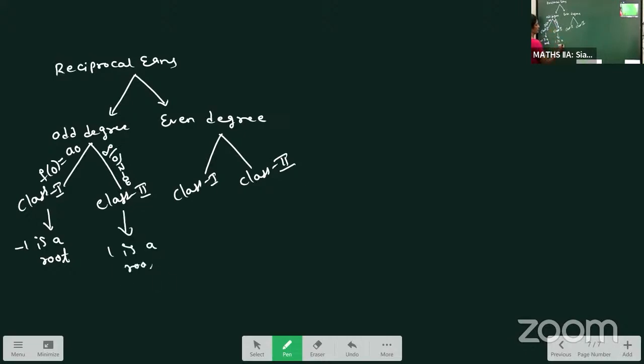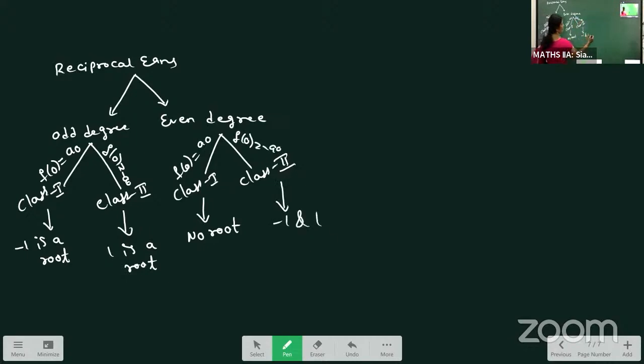In the same way, even degree reciprocal equation class 1, how to identify? If f of 0 is equals to A naught, then no root for this. Yesterday we did even degree reciprocal equation, divide by x square, that is the procedure. And here class 2, how to identify class 2? F of 0 is equals to minus A naught. Then minus 1 and 1 are the roots.